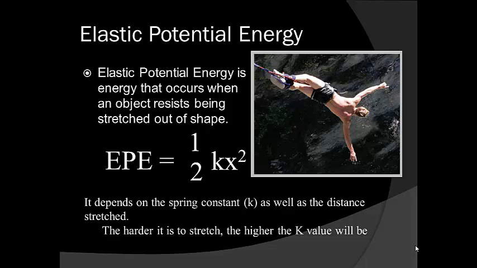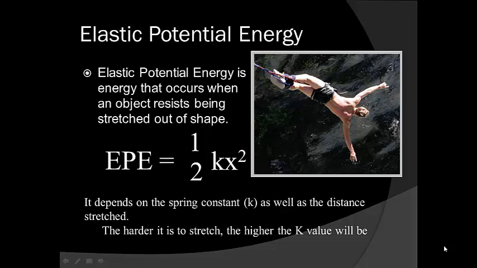The second form of potential energy is elastic potential energy. Think about stretching a rubber band out, or think about your garage door spring. Elastic potential energy is energy that occurs when an object resists being stretched out of shape. A spring resists being stretched out of shape. So does a rubber band. Elastic potential energy depends on what we call a spring constant, that's the letter K, and also the distance that it's going to be stretched. X would represent the distance it's going to be stretched. The harder it is to stretch, the higher the K value will be. Again, the K value is a constant and it depends on the object in question.